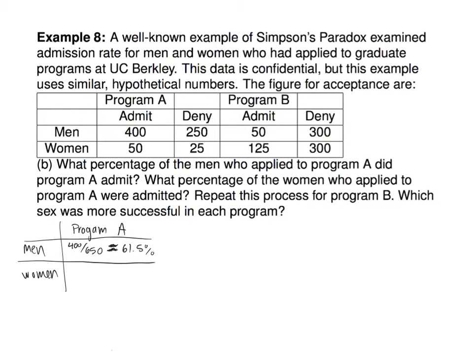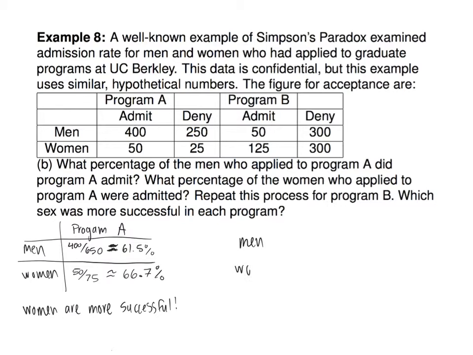Okay, for the women, it's going to be 50 out of 75, which I think is about 66.7. Let's give it 1 decimal. Oh, is that a little bit surprising compared to the previous result? Previous result was that men were more likely to be successful, right? This time, who is actually more successful? Girls rule. Crazy.